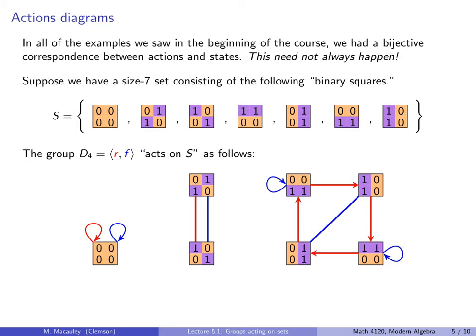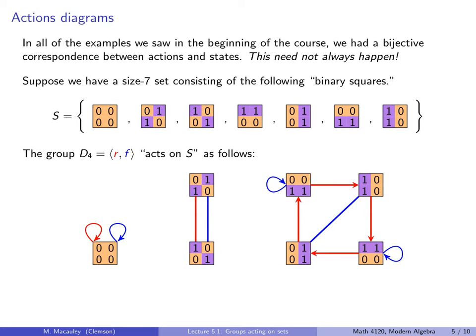Let's say that this flip, F, is a horizontal flip, so it flips it about a vertical axis. Well, if you flip this square about a vertical axis, it sends it to itself. So this blue arrow is a loop. However, if you flip this square, 1, 0, 1, 0, about a vertical axis, it does not fix it. It sends it to this square in the lower right.